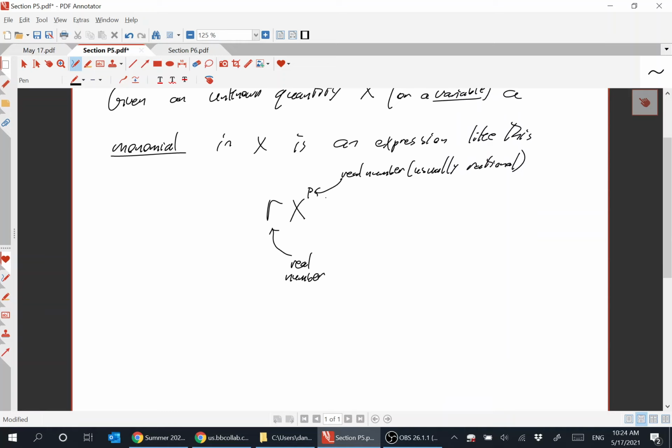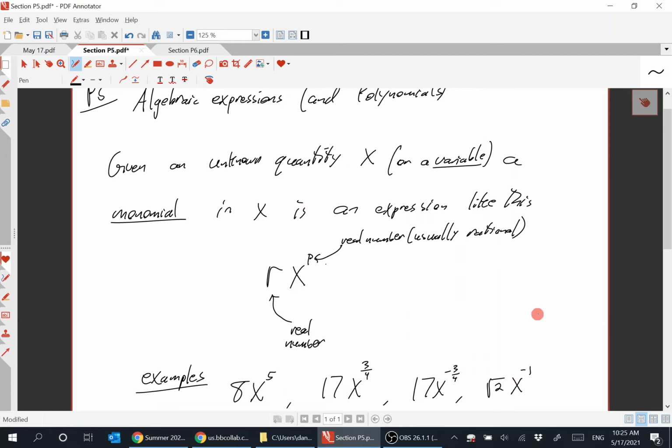So something like 8x to the 5th, or 17x to the 3/4, or 17x to the minus 3/4. The number out front doesn't have to be an integer, it doesn't even have to be rational. Square root 2 x to the minus 1, something like that. So just a real number times x to an exponent. Okay, that's a monomial.